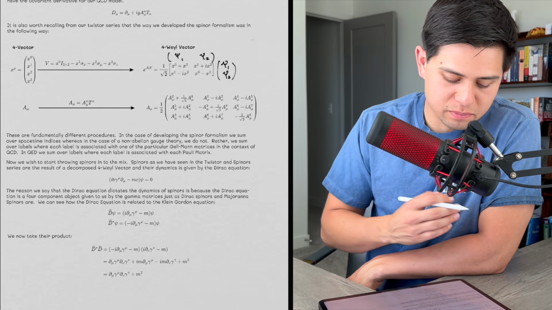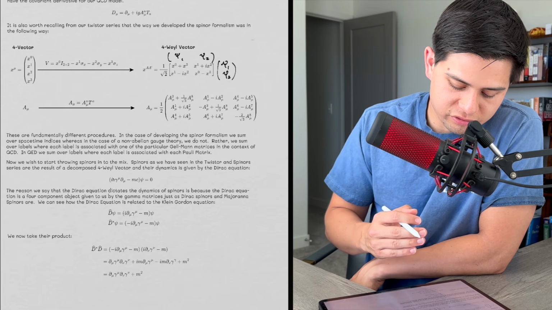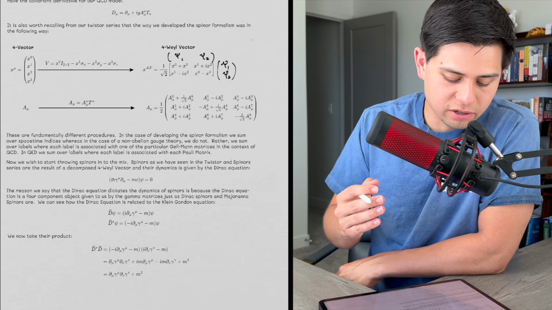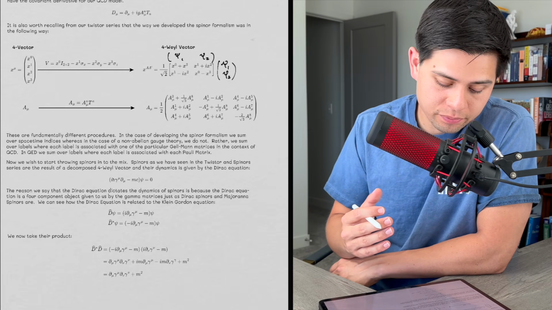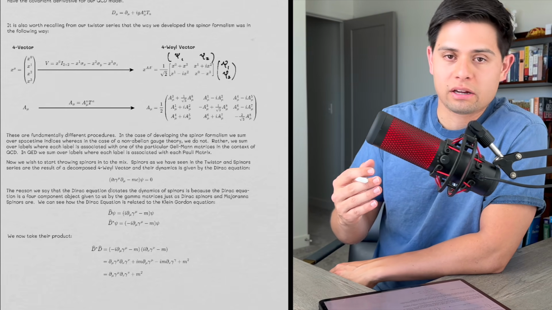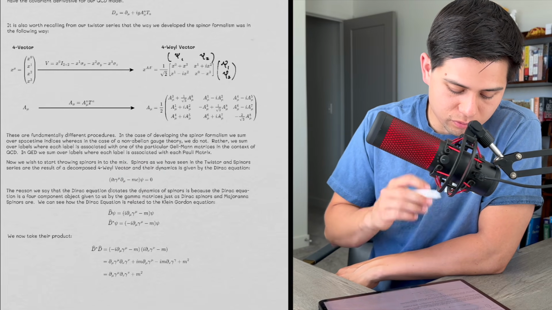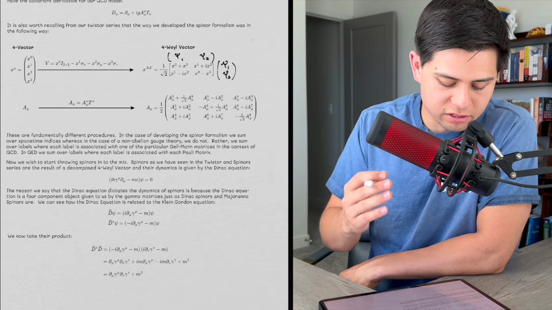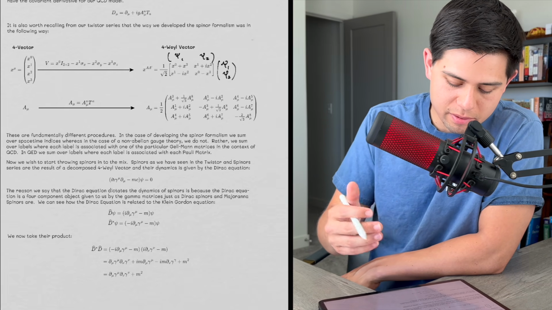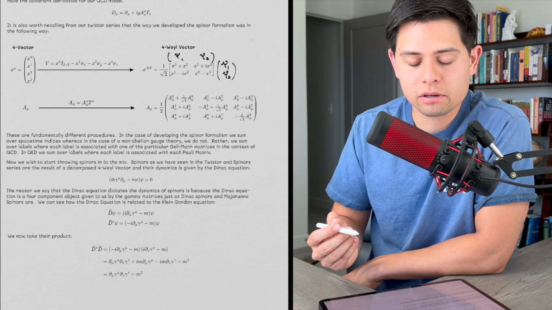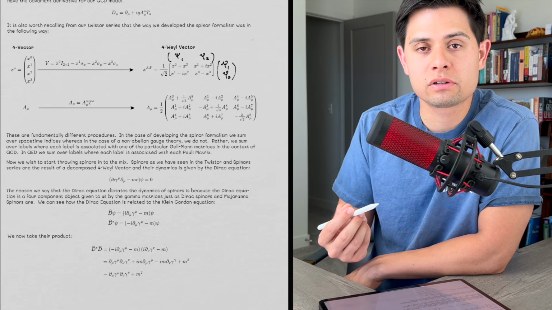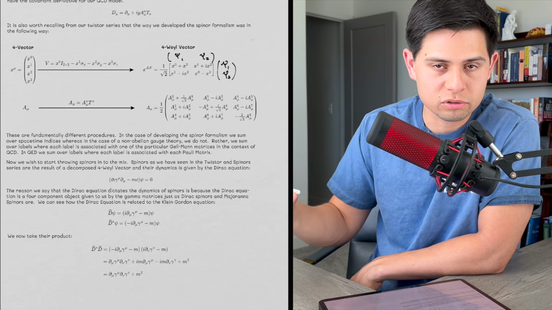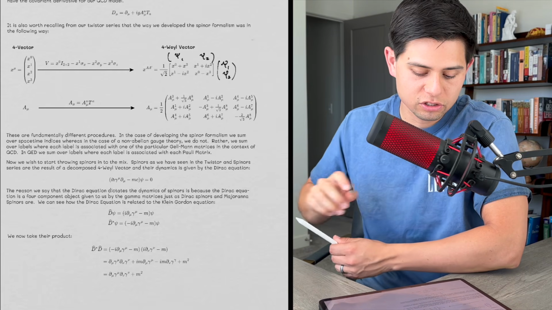So now we wish to start throwing spinors into the mix. Spinors, as we've seen in the Twistors and Spinors series, are the result of a decomposed 4-Weyl vector. Their dynamics is given by the Dirac equation. And here's our Dirac equation. The reason we say that the Dirac equation dictates the dynamics of spinors is because the Dirac equation is a 4-component object given to us by the gamma matrices, just as the Dirac spinors and Majorana spinors are. Again, if you're not familiar with Dirac spinors and Majorana spinors, you can go to my Twistors and Spinors playlist, where you can look at that as well.